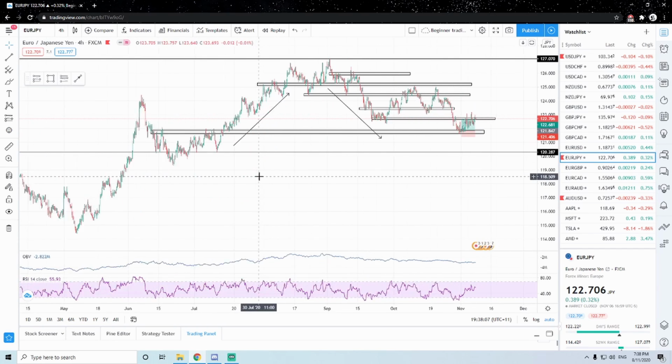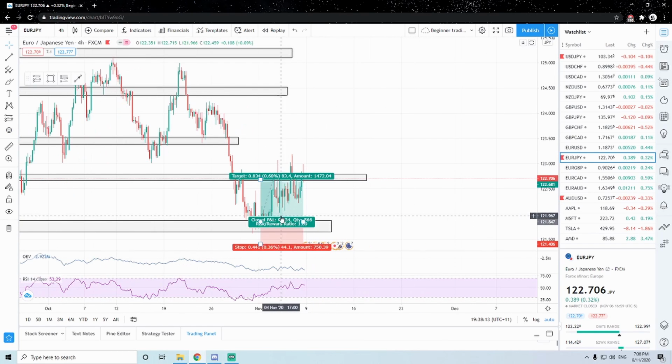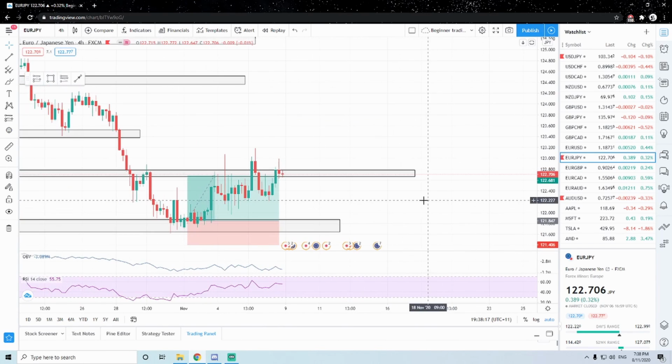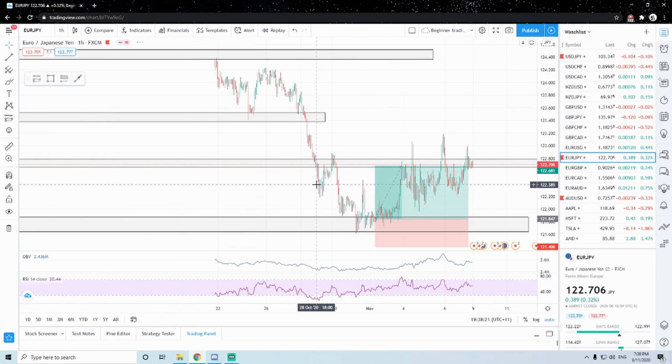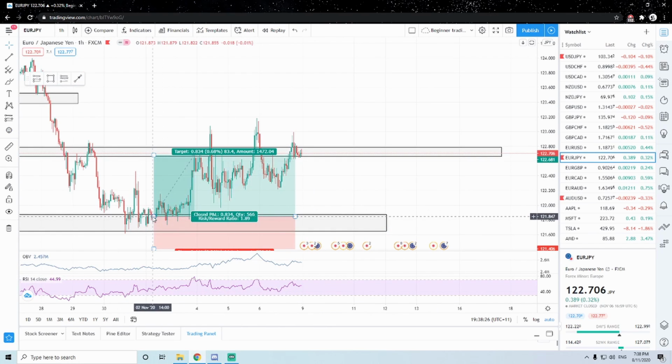And then also there was this level here, so I thought that it would go back up and test before it comes on its way down. So I entered in right here, and as soon as I had entered in, it started to shoot up a bit here. So if we were to just zoom in here, we can see that as soon as I'd entered, it started moving up here towards the upside.